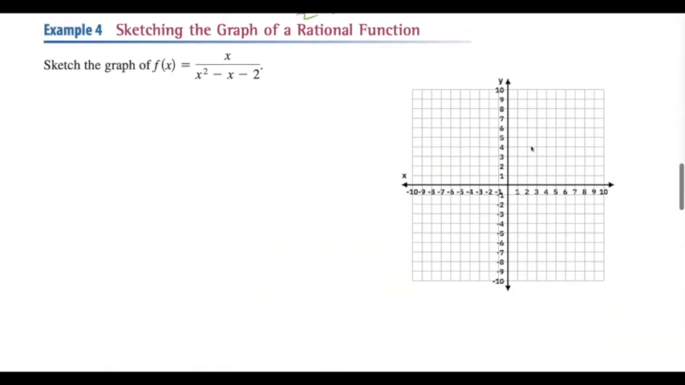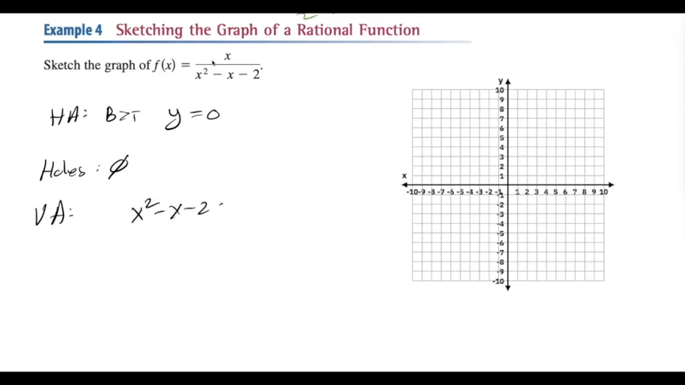Let's sketch the graph of this guy by hand. Look at this case: the bottom is bigger than the top, so y equals 0. The holes, I don't think there are any holes, nothing cancels. So none of that. Vertical asymptote: this is the bottom equal to 0. X squared minus x minus 2 equals 0. We have to factor that. So hopefully you realize we have to get really good at factoring. The faster the better. So x minus 2, x plus 1 equals 0. Split it. X equals 2 and -1. So those are my vertical asymptotes.